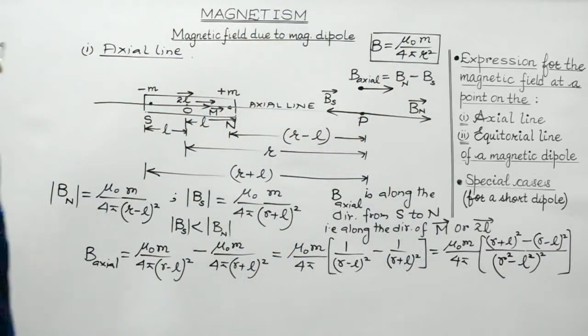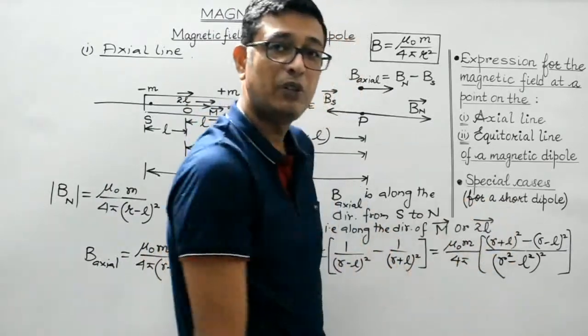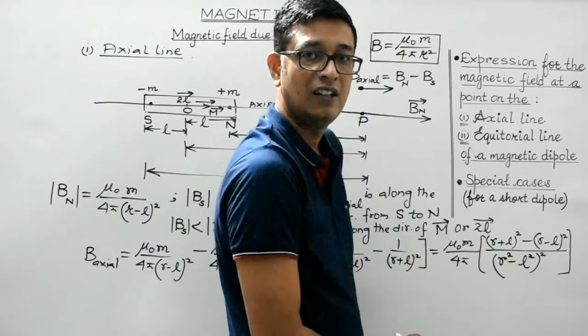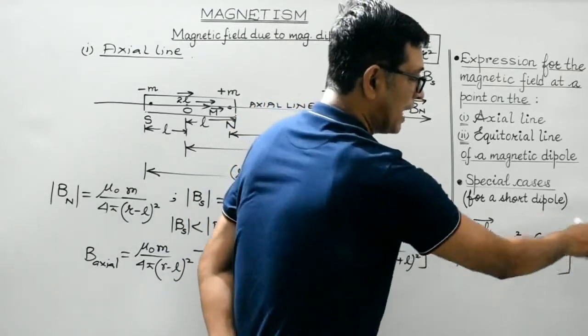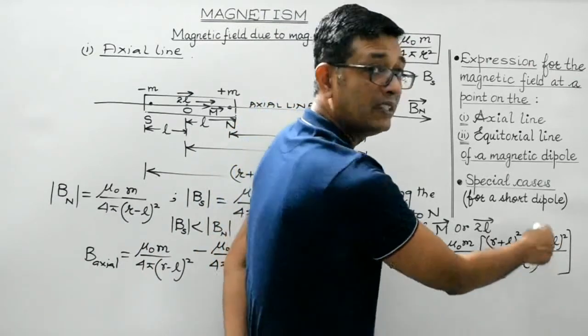Clear, students? Now I hope this can be easily evaluated. It's in the form of a plus b whole square. So that will give us r square plus l square plus 2rl, minus, inside bracket, it is in the form of a minus b whole square, so it will be r square plus l square minus 2rl.